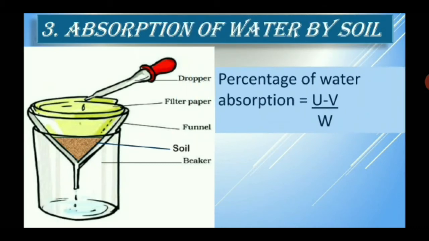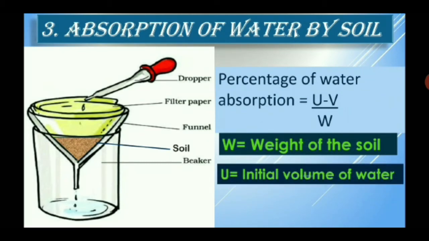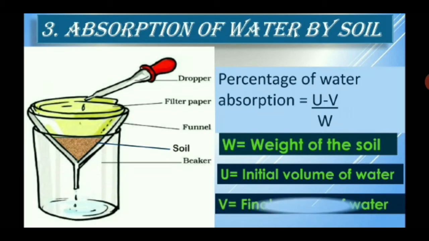By doing this activity, we can calculate the percentage of water absorption. If W is the weight of the soil, U is the initial volume of the water, and V is the final volume of water, then we can calculate the percentage of water absorption for this particular sample of soil.